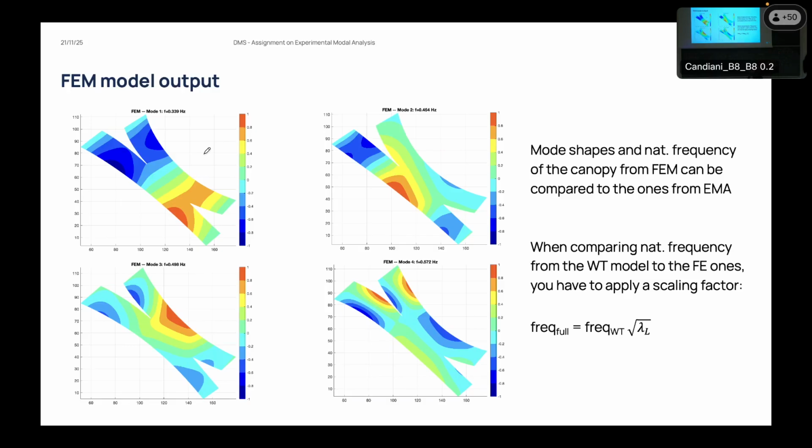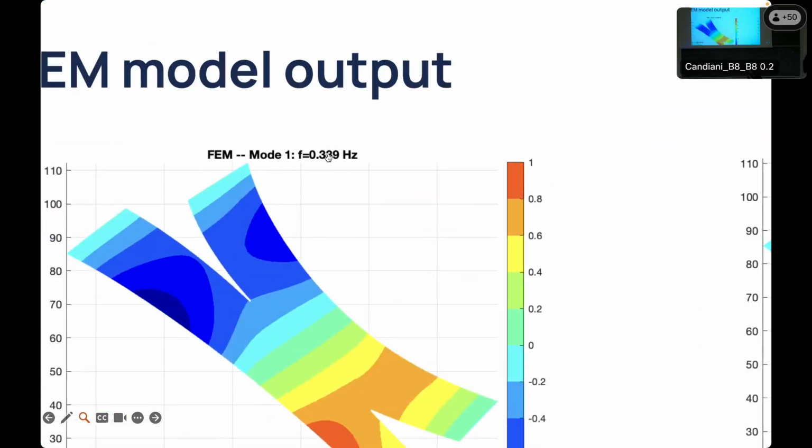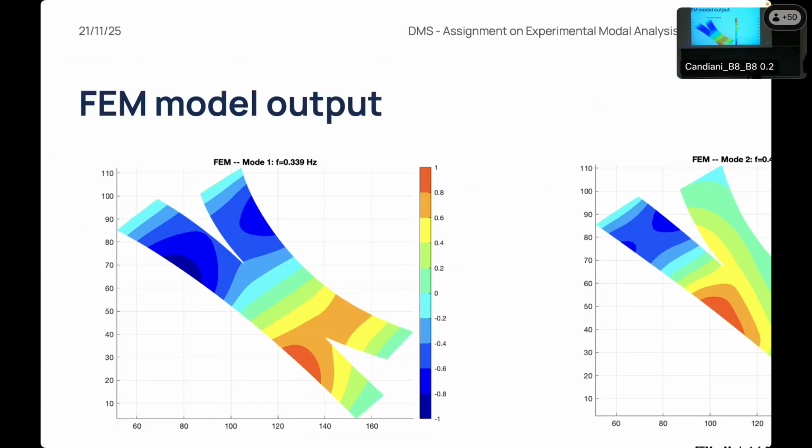If you look at this, the modes from the FEM have frequencies that are very, very small. We are looking for frequencies between 2 and 8. We must scale them to be comparable with the ones we have from the full scale.